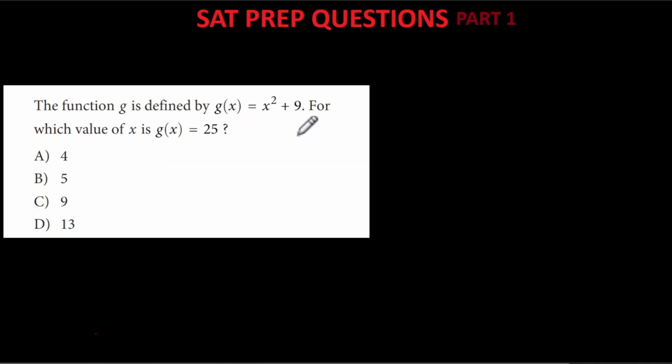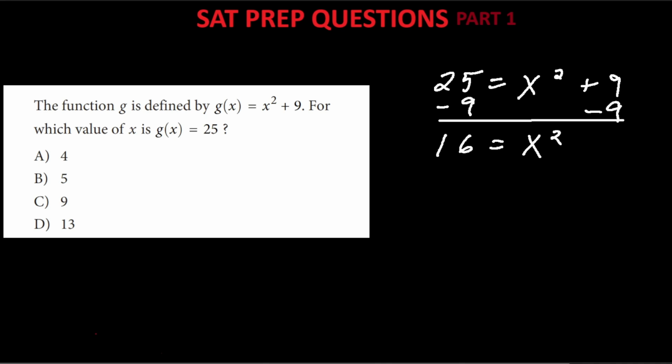We'll start this one off by replacing the g of x with 25. Then to solve for x, I'm going to subtract 9 from both sides. And then to finally solve for x, I take the square root of both sides. So x equals 4, which was choice A.